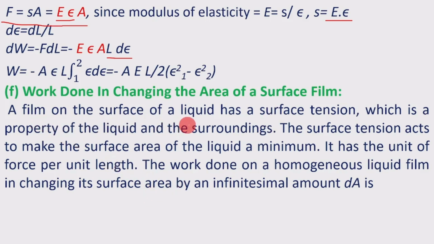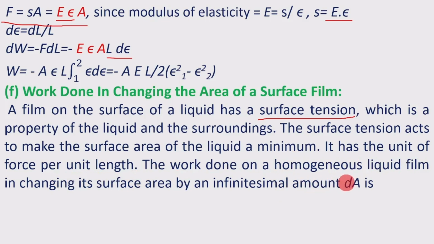A film on the surface of a liquid has a surface tension. A film on the surface of the water has the surface tension. There is a tensile force acting on the surface of the fluid, which is a property of the liquid. Already this property we have discussed. This is the property of the liquid and the surroundings. The surface tension acts to make the surface area of the liquid a minimum. It has the unit of force per unit length.